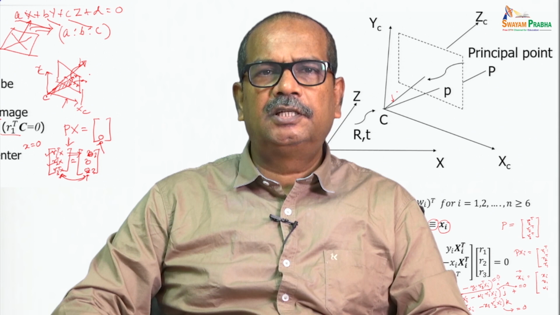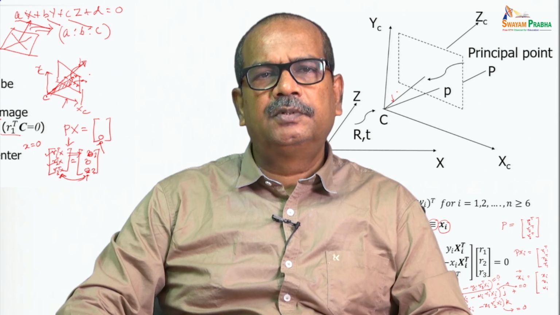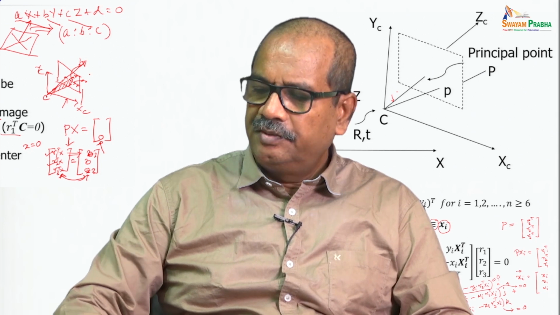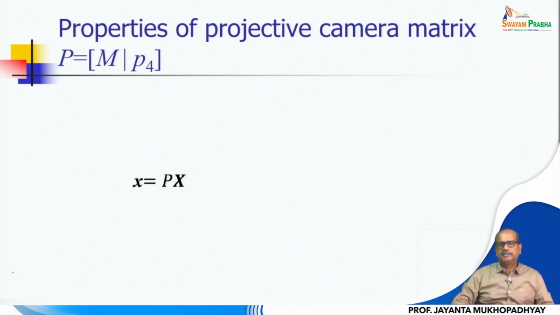Welcome to the Advanced Digital Image Processing and Computer Vision. We are discussing single view camera geometry, and in the last lecture we considered how a three-dimensional scene point is related to its image point in an optical camera. This relationship can be expressed in a convenient form as a linear transformation between two spaces, that is, three-dimensional projective space to two-dimensional projective space.